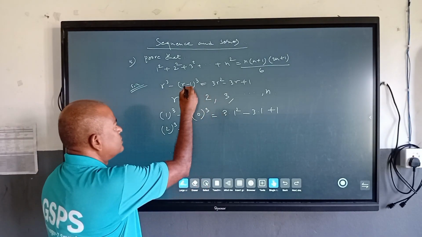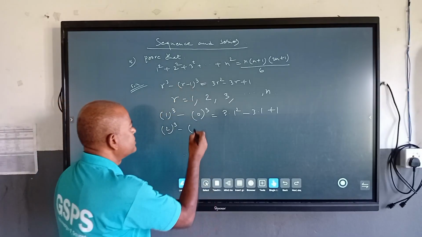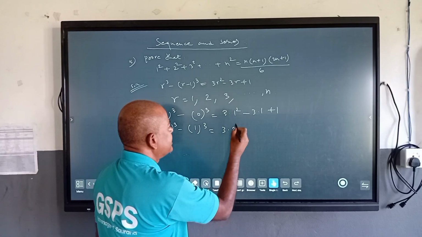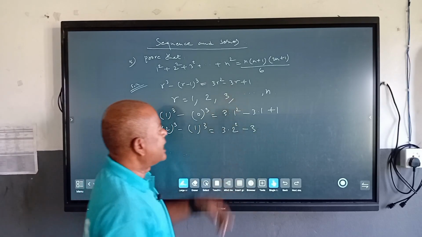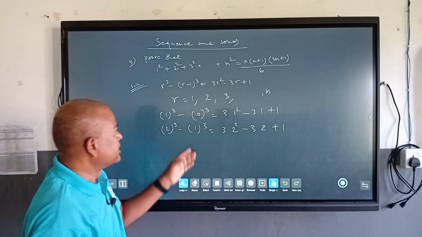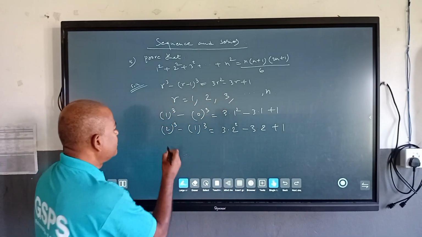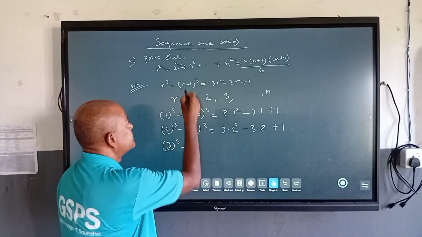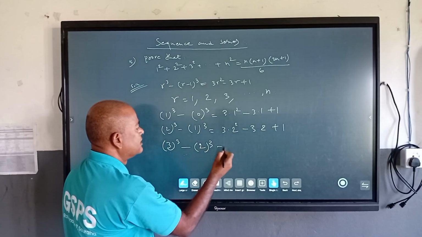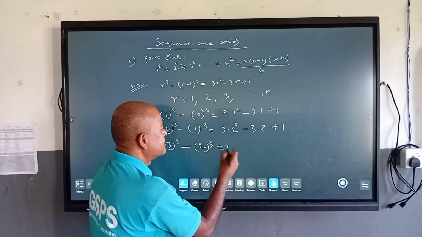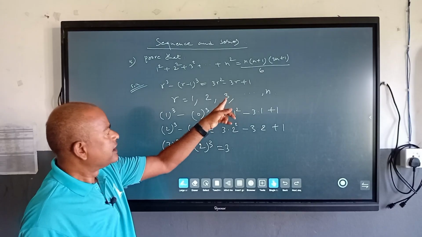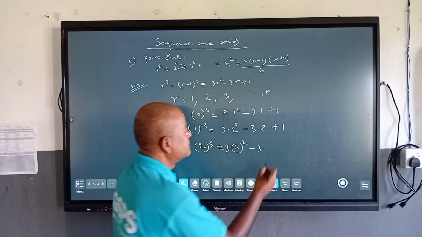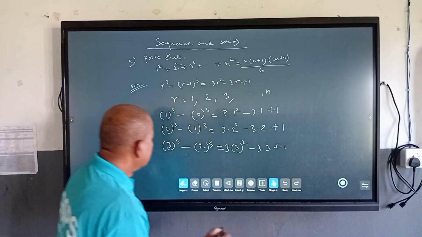Now next we put the value of r equals 2. 2 cube minus, now r value we have put 2 on the left hand side, so 2 minus 1 means we get 1 cube. Then the value of r is 2, so we get 3 times 2 square minus 3 times 2 plus 1. Similarly, we put the value of r as 3. If we put the value of r equals 3, then we get 3 cube minus 3 minus 1, we get 2 cube equals 3 times 3 square minus 3 times 3 plus 1.